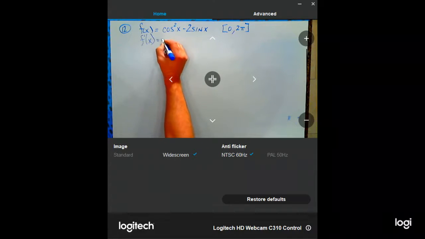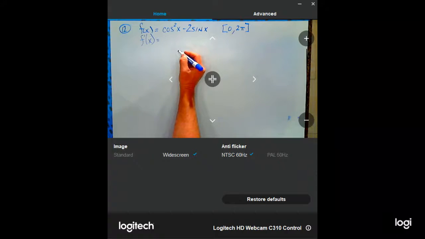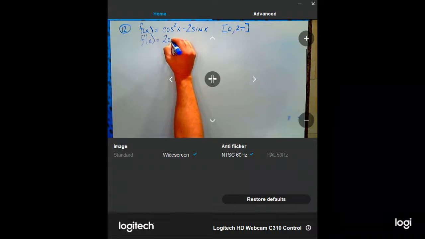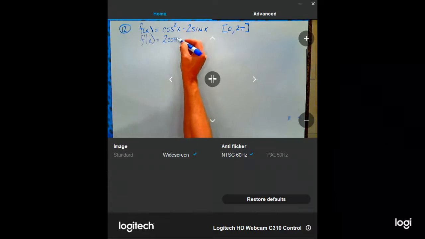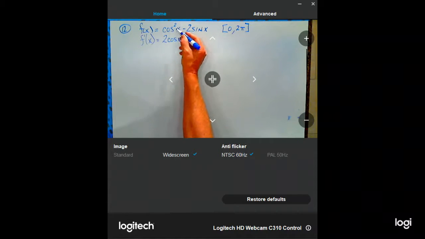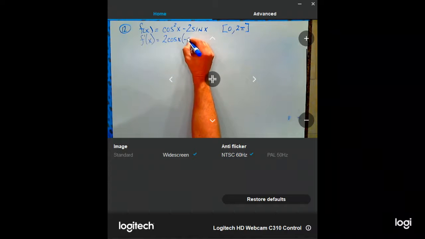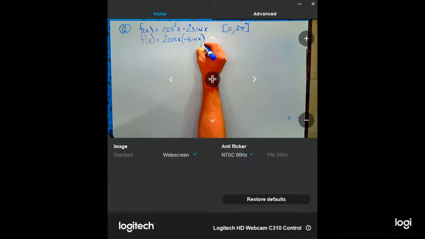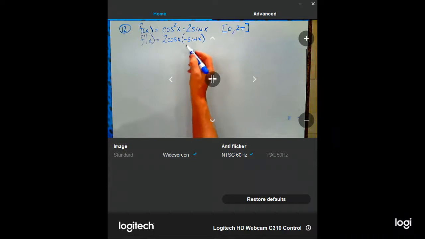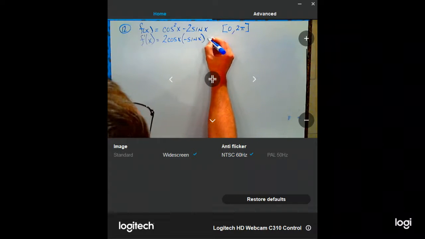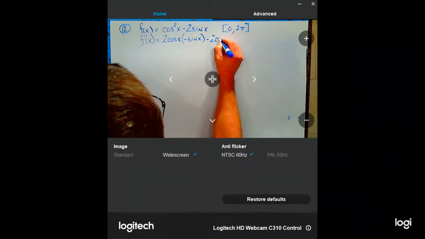So what do we get for the derivative here? It's going to be 2 cosine x, because we're bringing down the power. 2 cosine x, and we've got to do the chain rule. We've got to take the derivative of cosine. That's going to be minus sine x, right? And now over here, we're going to take the derivative of negative 2 sine x. The derivative of negative 2 sine x is going to be negative 2 cosine x.